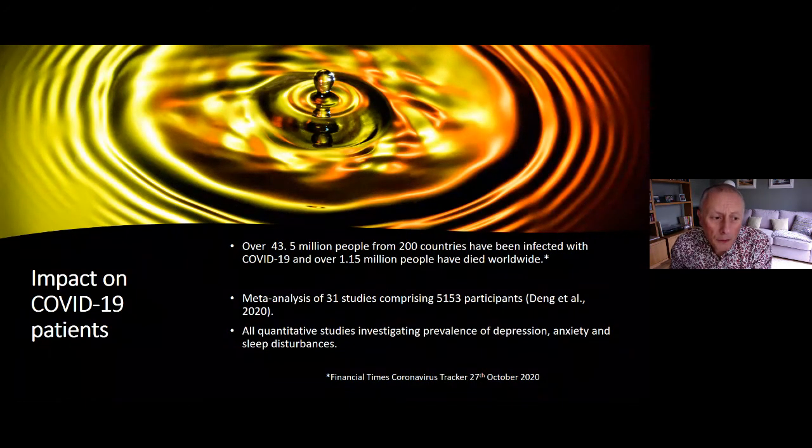So what do we know of the mental health impact of COVID-19 on patients? Very, very sadly, we know that since the outbreak, over 43.5 million people in 200 countries have been infected with the virus, and of those, over 1 million people have now died worldwide. Those data are taken from the Financial Times coronavirus tracker as of the 27th of October.